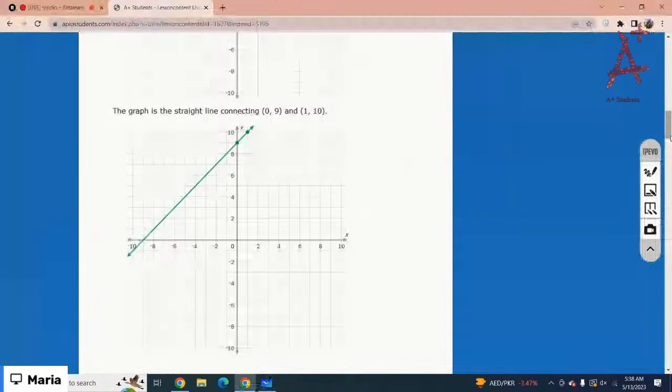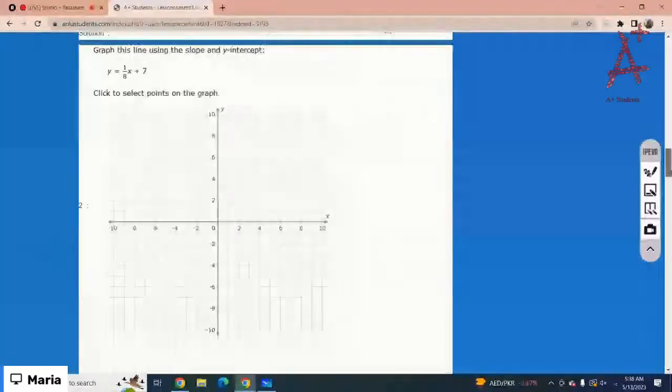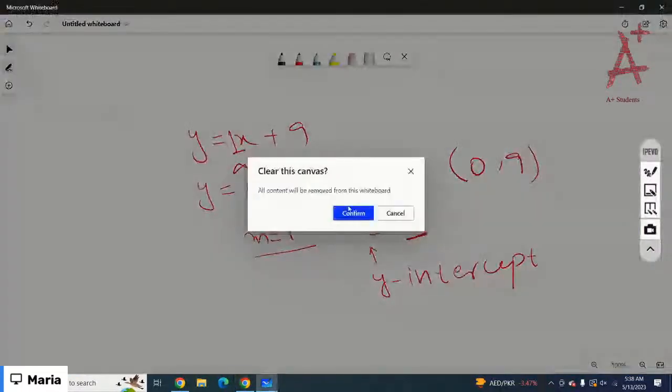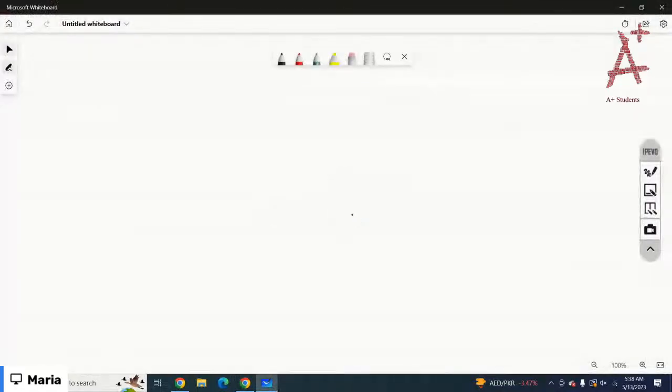Okay, let's start with the next example. The next example is y equals 1 over 8 x plus 7. So the equation is y equals 1 over 8 x plus 7. You have to compare this equation with the general slope intercept form, that would be y equals mx plus b. Comparing the equation, m equals 1 over 8 and b equals 7.